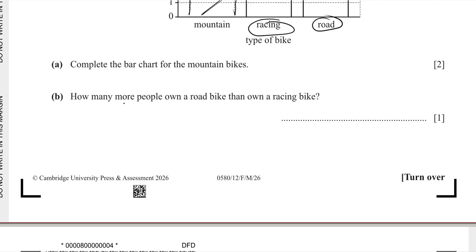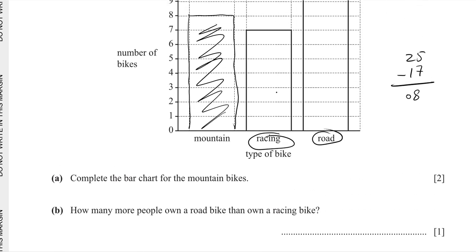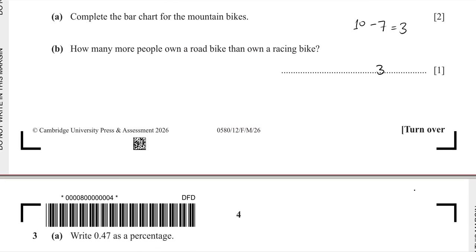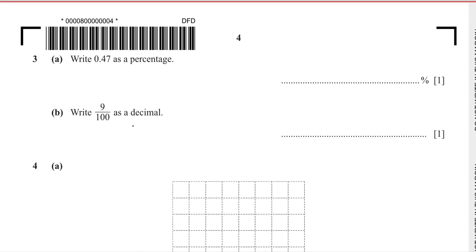Next we have how many more people own a road bike than a racing bike. To figure that out, we have to take the road bike people and subtract the racing bikes. So we have a total of 10 people who own the road bikes minus 7 people who own the racing bikes. It's going to be 3. So the answer is 3. Let's go to question number 3.